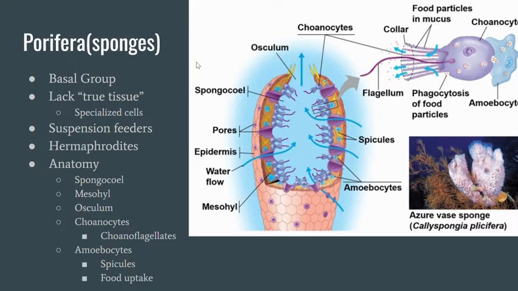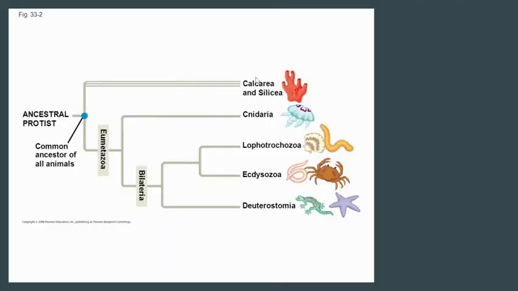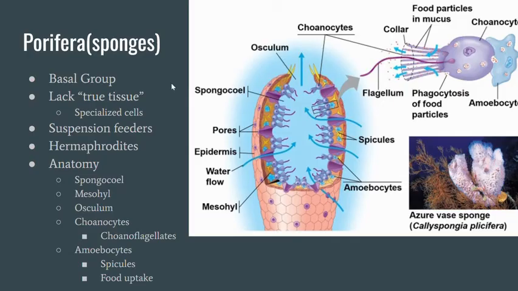So the first group we'll be looking at is phylum Porifera, which are the sponges. Now going back, this would be right here. I know it says calcarea, but they're all sponges nonetheless. So again, this is your most basal group, and they lack true tissue, but they do have specialized cells.